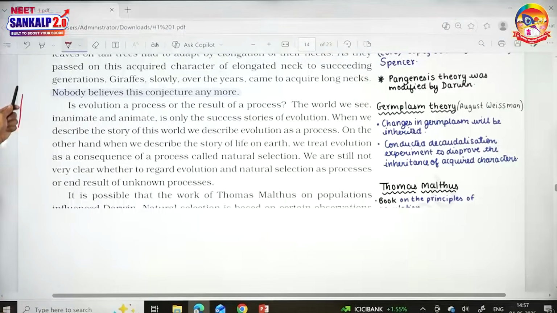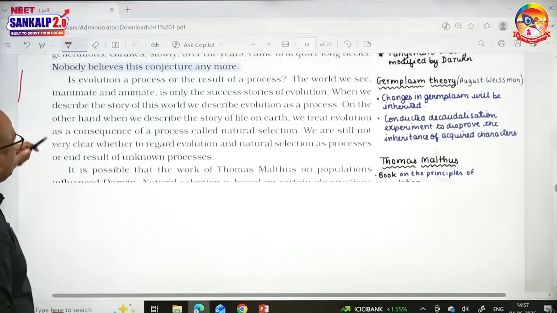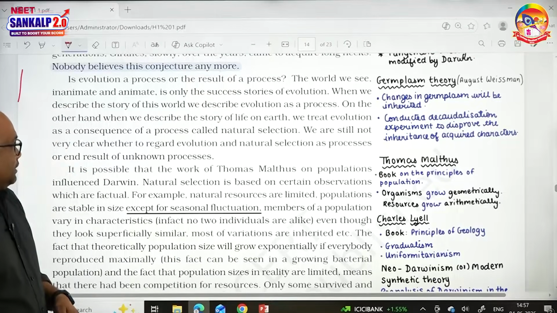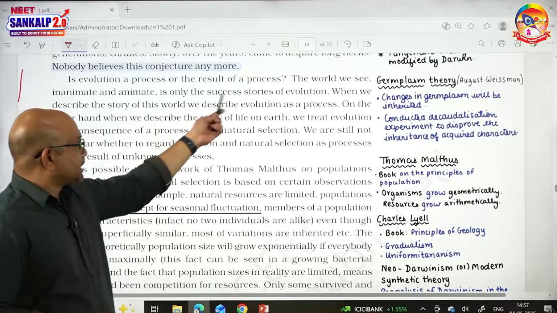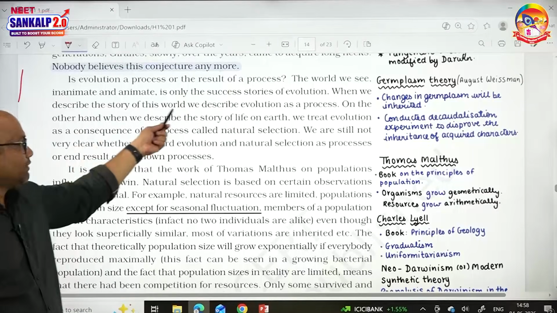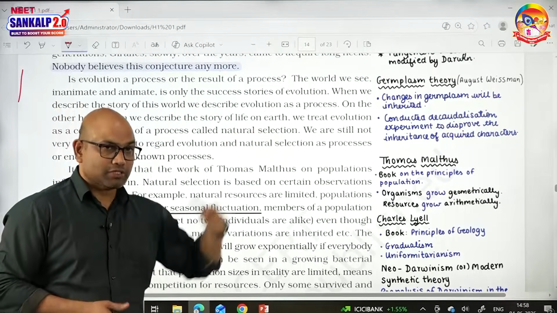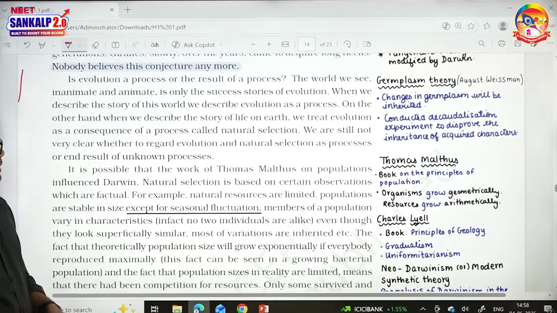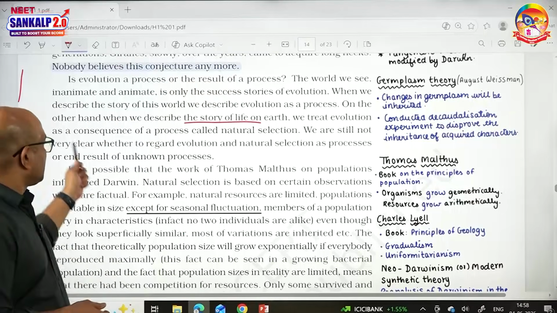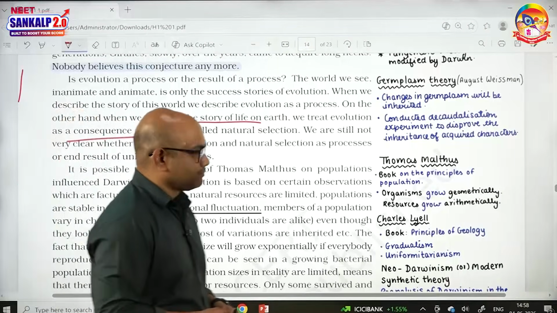Next, is evolution a process or the result of a process? When we talk about the success story of evolution, that means when we describe the story of the world, you can say evolution is a process. But when we describe the story of life, we treat evolution as a consequence of a process.